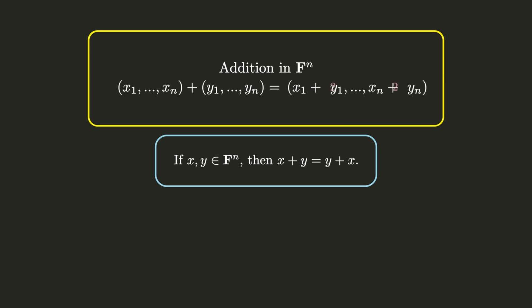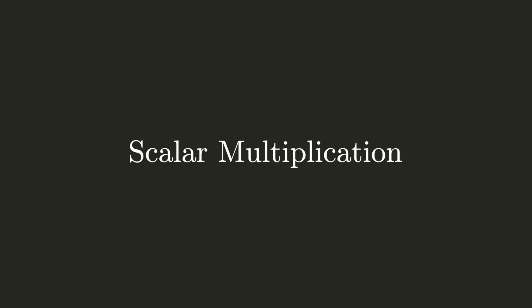For example, we can define addition like this. It's easy to see it's not commutative. However, this kind of definition doesn't necessarily have the properties that we want, so we won't be using them. So back to the normal definition. With addition out of the way, let's move on to scalar multiplication.